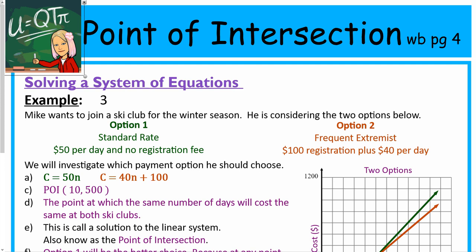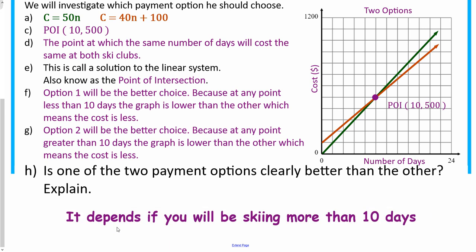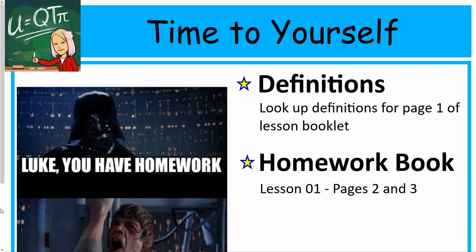And then H: is one of the two payment options clearly better than the other? It just simply depends on how many ski days you are going to have. All right, so that is the word problem. That's the end of the examples that I wanted to do with you today.